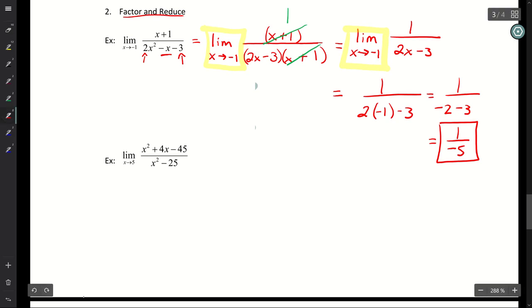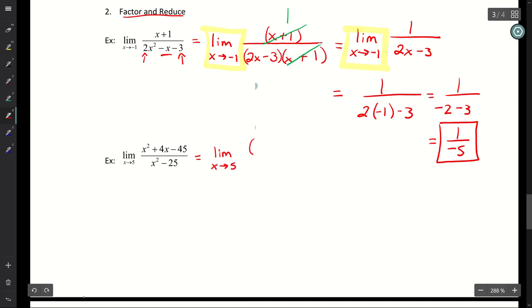All right, let's try that again with this problem down here. Notice here that if we actually plugged in x equals 5, that would give me a 5 squared minus 25 on the bottom, which would result in a 0. So that wouldn't be good. I'm not going to do that then. So I know my trick is to factor and reduce. Make sure you keep your limit notation.